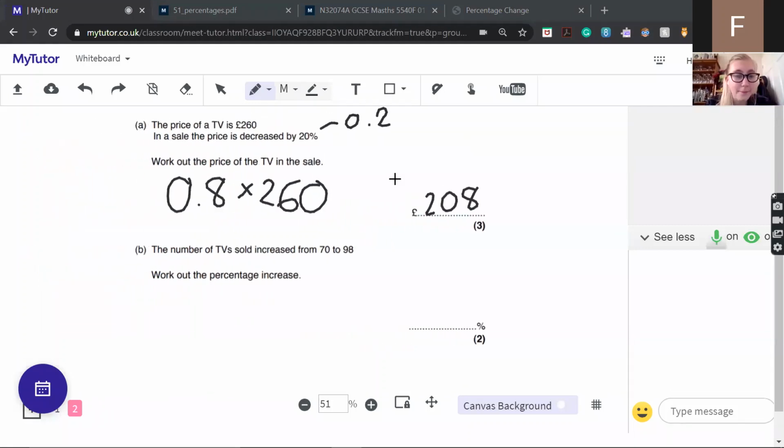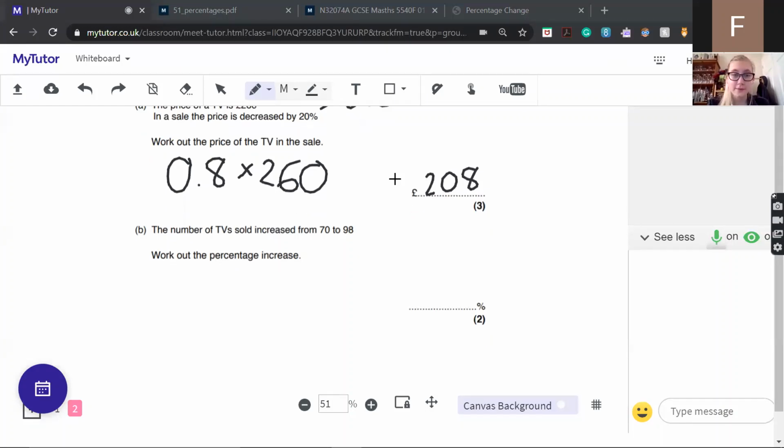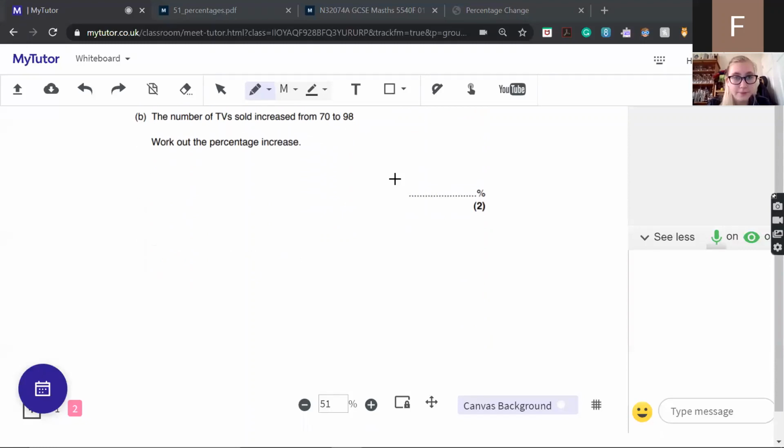Okay, let's have a look at part B here. This is kind of the opposite of this. This is saying that the number of TVs sold increased, and now we want to calculate the percentage increase. So we're having to calculate the other thing here. There are a couple of ways to do this. I'll show you both. So for the first way, I'll scroll down so that you can just see this question.